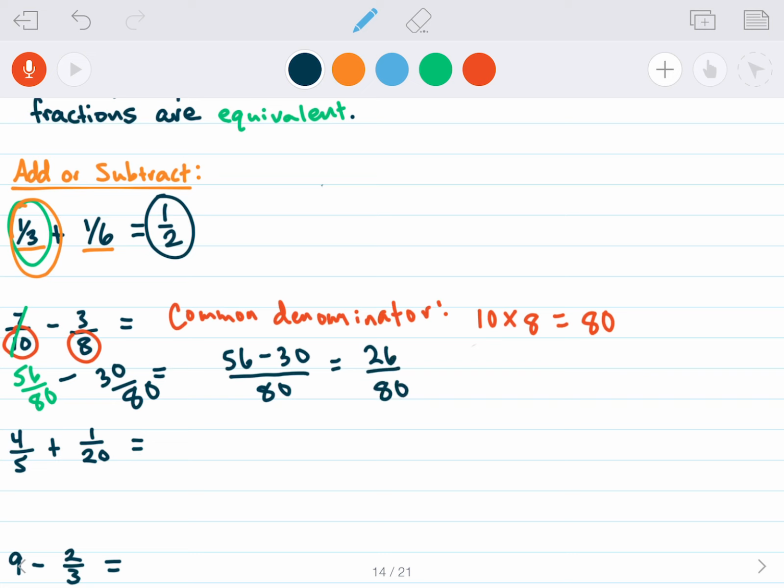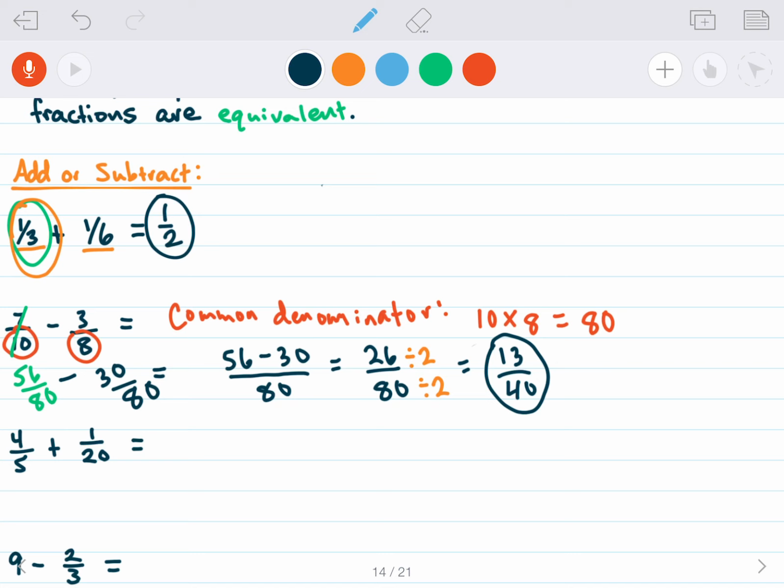So that's our answer, but it's not fully simplified. Remember, we want to reduce it to the smallest equivalent fraction that we can. So I'm going to start this process by dividing top and bottom by 2, since I know both of these are even numbers. So 26 divided by 2 is 13, 80 divided by 2 is 40, and I'm done because 13 over 40 can't reduce. Now, I want you to know how to do this by hand, but I also want you to be able to check yourself.